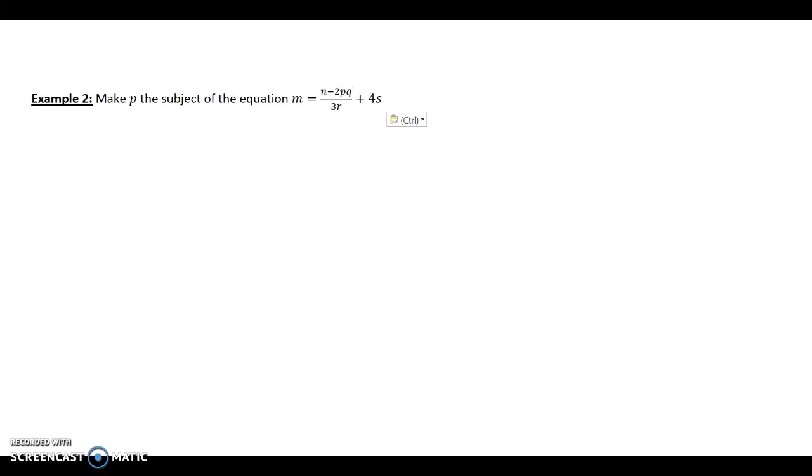So here is the second example on rearranging formula, and it's a good deal more difficult than the last one. We'll begin again, as we always do, by writing out the problem. And the equation that we begin with is m equals n minus 2pq over 3r plus 4s. And the first step, we talked about this in the notes earlier, is to highlight the letter that you want to get on its own, and it's going to be P.